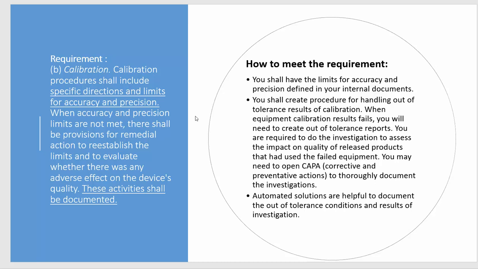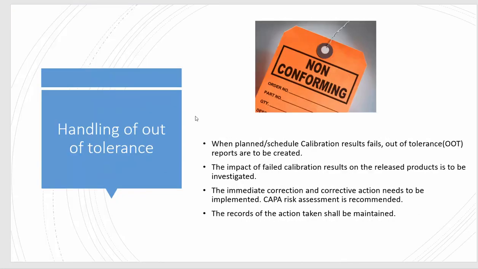Most of the time we have seen companies create CAPA records, corrective and preventive action reports. It definitely helps so that you can document the investigation results. We have also seen that if you are using some kind of automated solution, it's easy to do reverse traceability. We'll discuss that in another section. It's easier to find out in how many places this failed piece of equipment has been used and what action needs to be taken. This is what I was referring to when you have out of tolerance conditions.